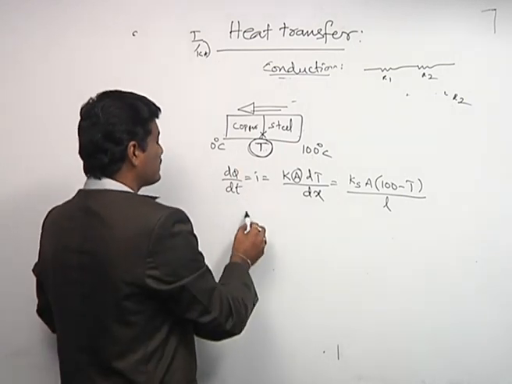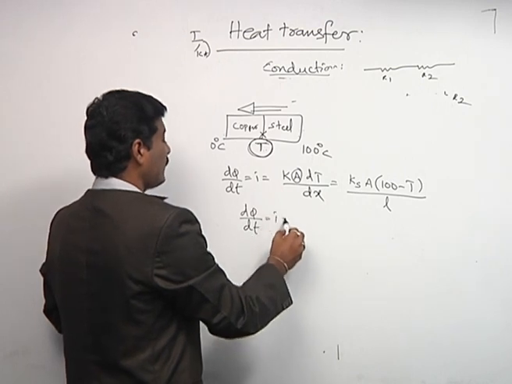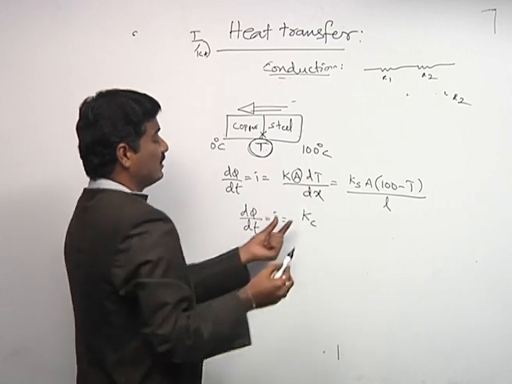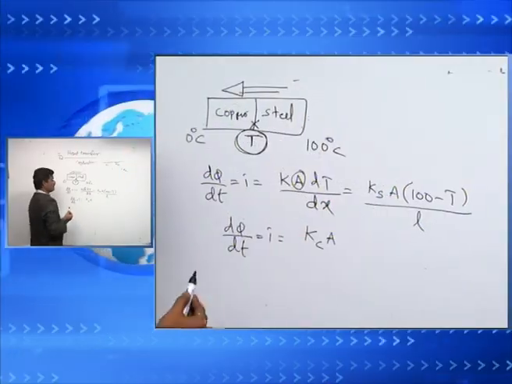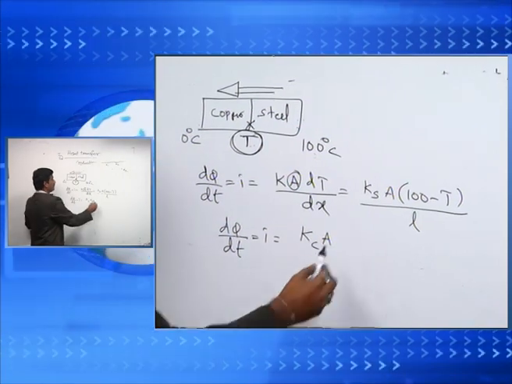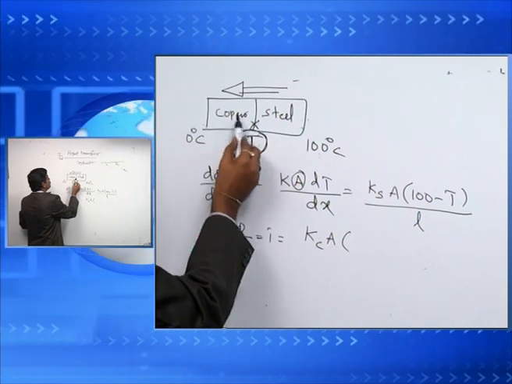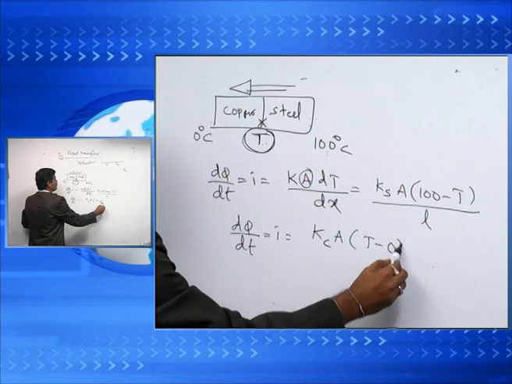Next, I write the same current equation for the copper. For copper I am taking the Kc value here. This is the coefficient of thermal conductivity of the copper. The area of cross section for both is the same, so I am taking the same A value here. Here the heat moves from here to here, so the higher temperature is T, the lower temperature is 0. That is why we take T minus 0 by L.